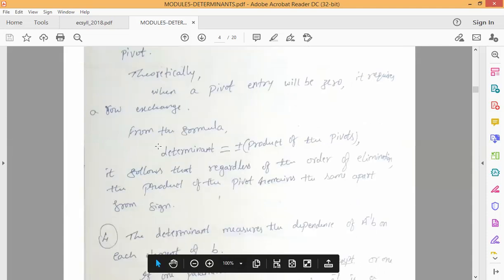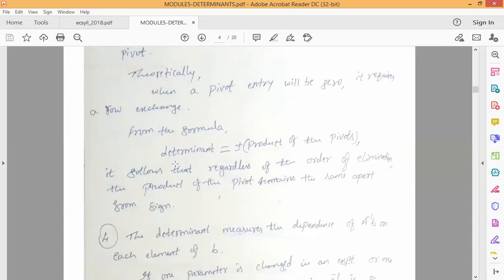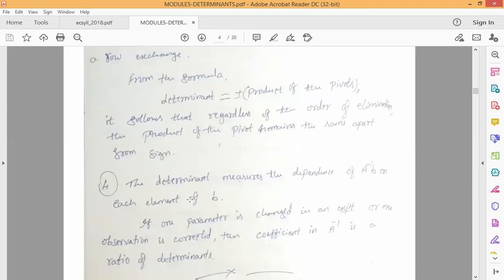So here from the formula, we can write that the determinant is equal to the product of the pivots with plus or minus sign. So here the determinant is simply equal to the product of the pivots. And it follows that regardless of the order of elimination, the product of the pivots is going to remain the same apart from the sign. So either you may get plus or minus, it doesn't matter. But even after the elimination, the product of the pivots is going to give the same value. That is the third use.